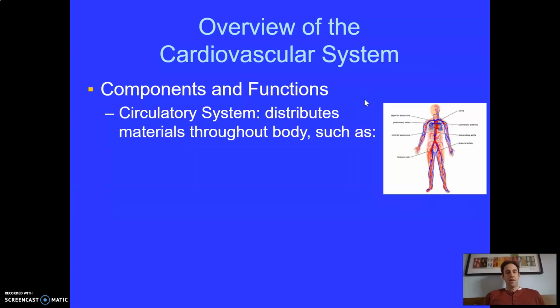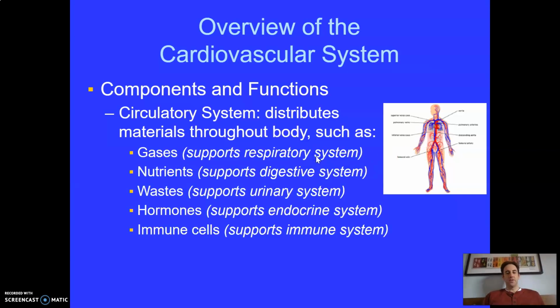yourself. The circulatory system's main job is to distribute materials through the body. Circulatory system consists of the heart, the blood vessels, and then of course the blood itself. And so these structures work together to just move things around. So here's some things that it moves around. Gases, that oxygen and CO2 are transported to all your body cells through the bloodstream. And so in that way, it supports the respiratory system.